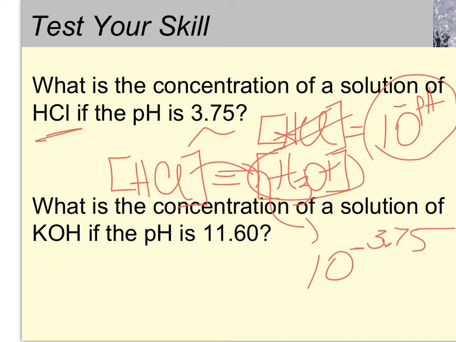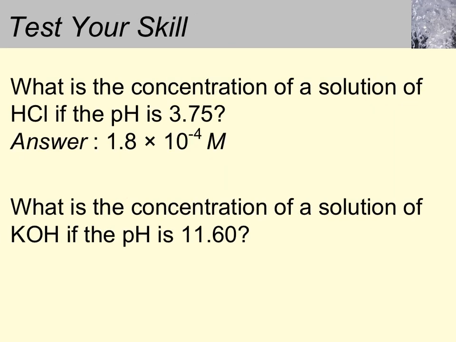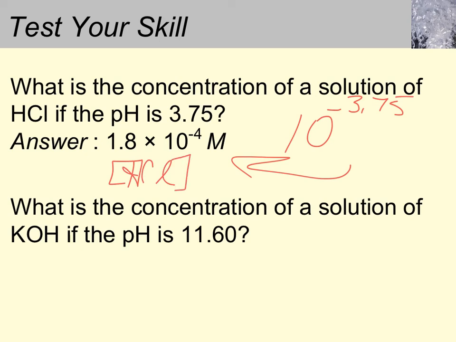So go ahead and punch that in your calculator, see what you get, and then we will work the next one. Well, I'm hoping when you raise 10 to the minus 3.75 in your calculator, you got an answer of 1.8 times 10 to the minus 4 molar as the original concentration of HCl.